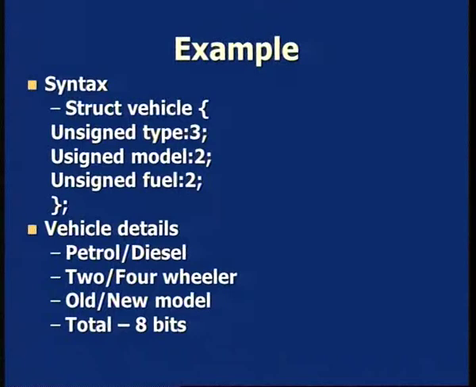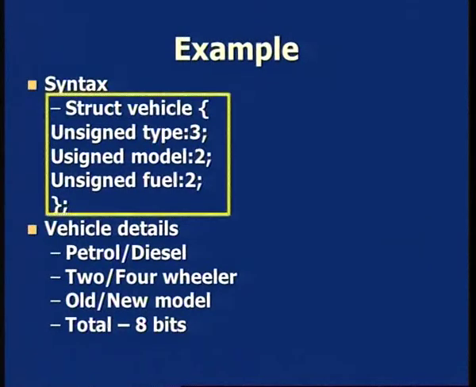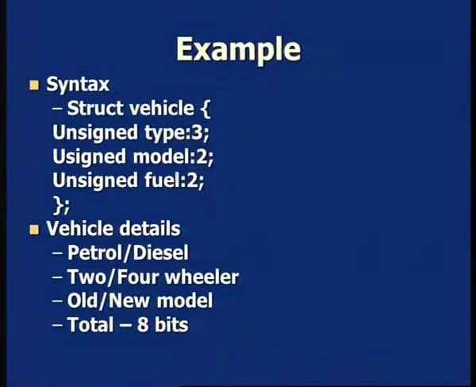So this is the syntax. Here, if you see, you have struct vehicle, where vehicle is the tag. You have unsigned type, unsigned model, unsigned fuel, each having a colon and then a non-negative integer. What this indicates is that the type can hold a maximum of 3 bits, that is, the value required to specify it is only 3 bits. For model you require only 2 bits, and for fuel you require only 2 bits.